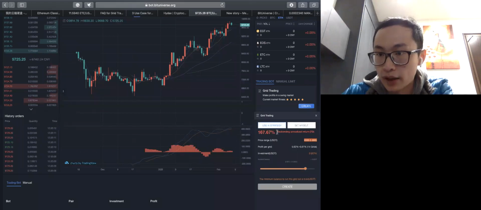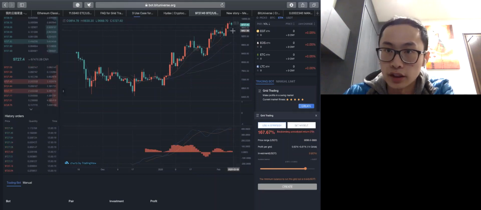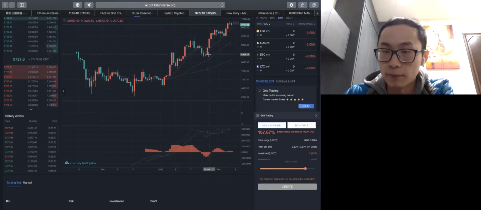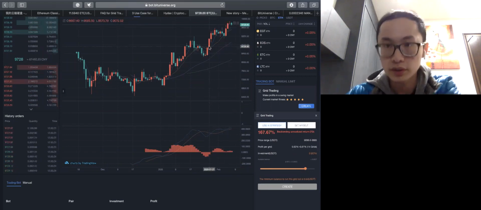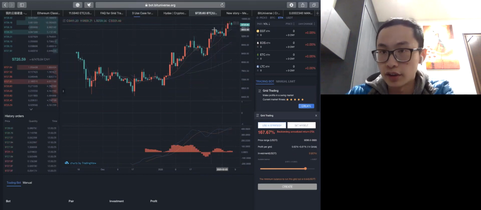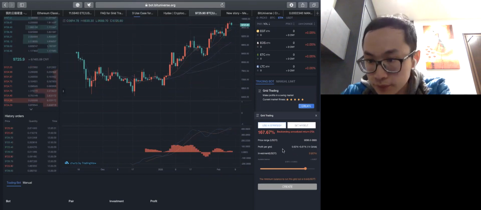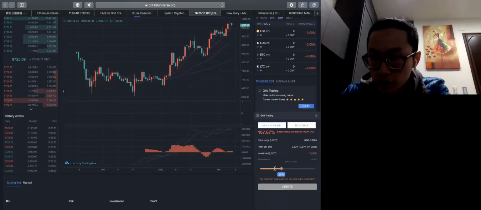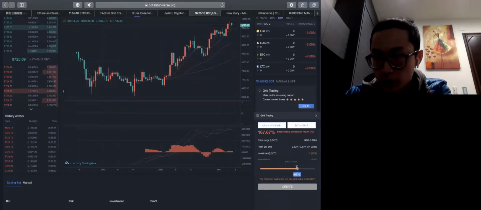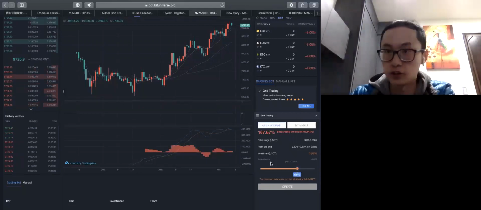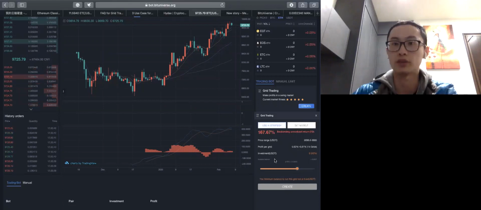And how do the parameters come about? We use a backtesting algorithm for seven days. So we will just evaluate what the price situation was in these 7 days before today. It will suggest the parameters for you, and you could just scroll to choose how much investment you want to put in the bot.